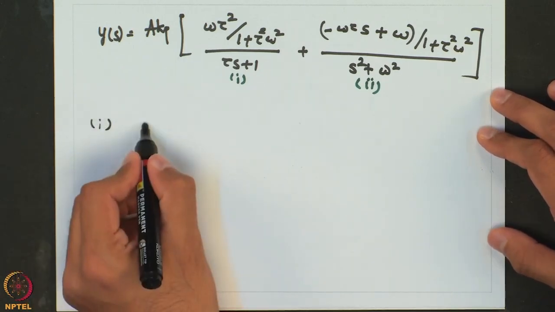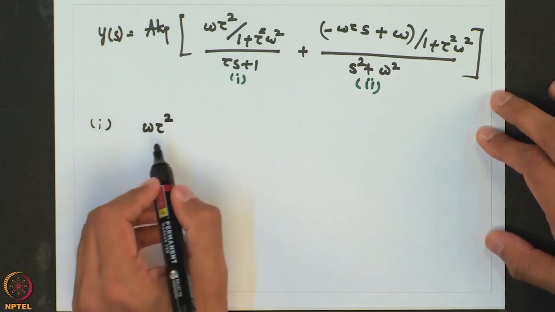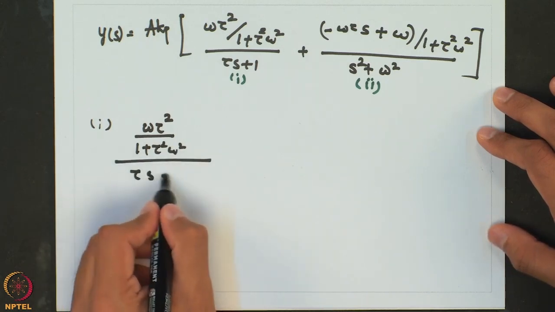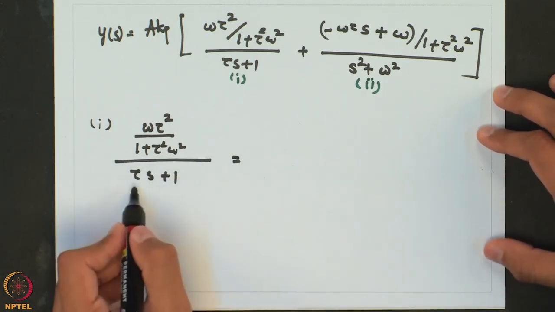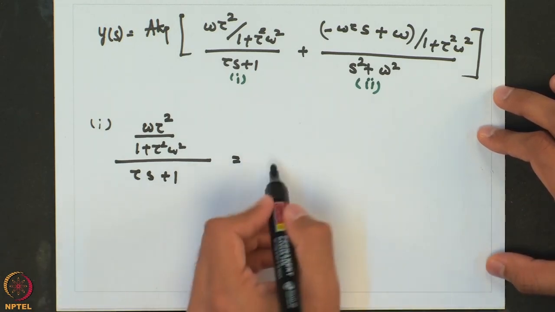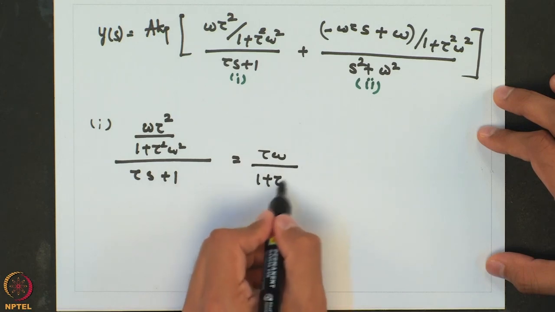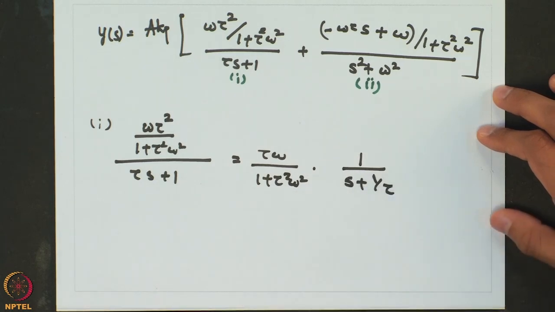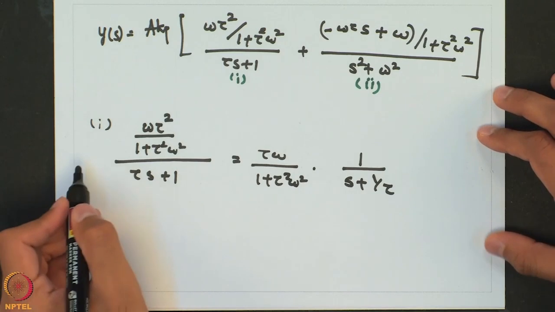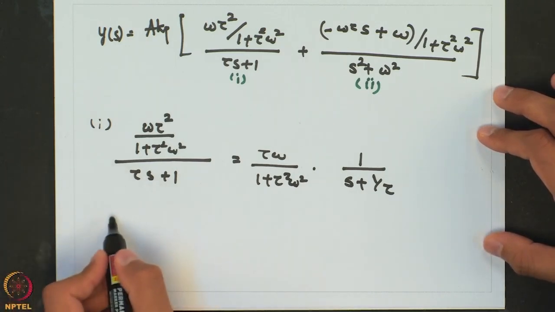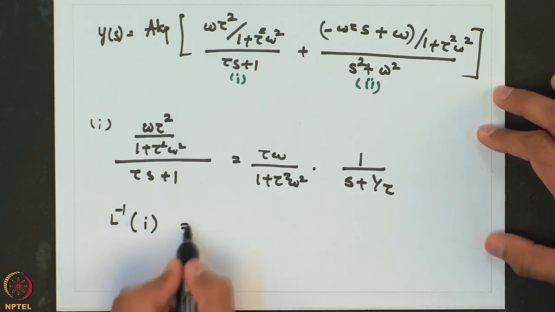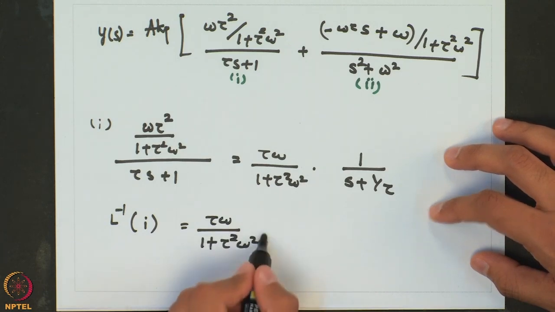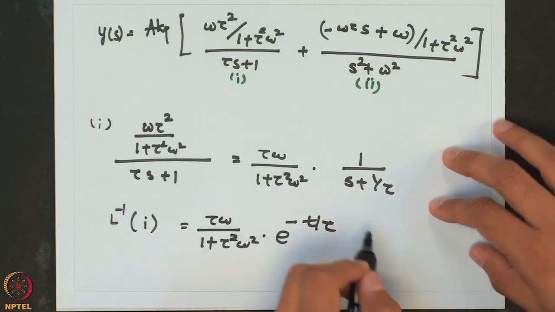So term 1 is omega tau square over 1 plus tau square omega square over tau s plus 1, which we can again divide by tau on both sides. So we'll get tau omega over 1 plus tau square omega square times 1 over s plus 1 over tau. So if we want to take the Laplace inverse of this, that will be tau omega over 1 plus tau square omega square e raised to minus t over tau.